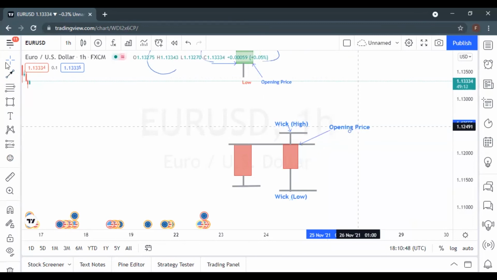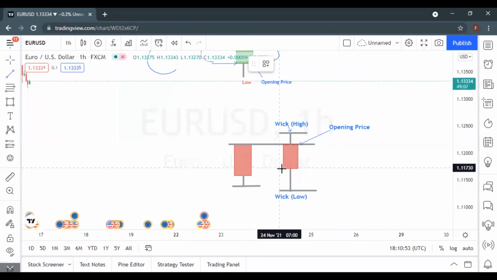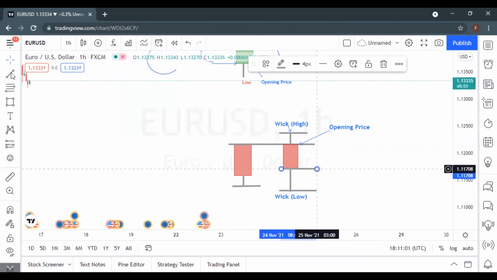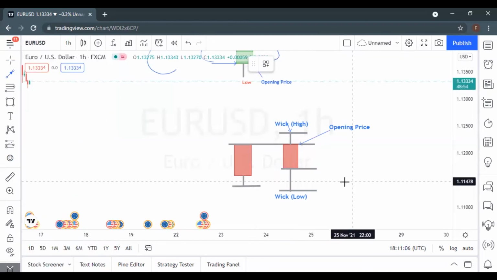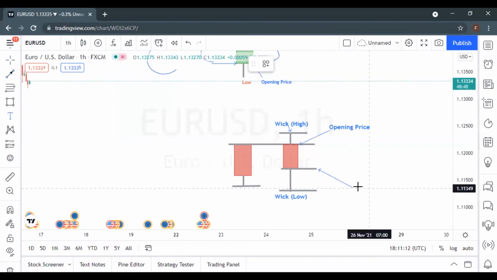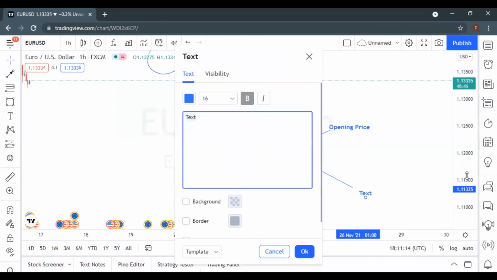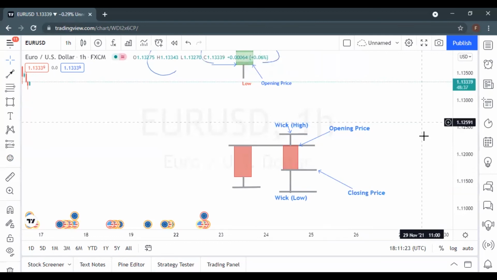Then we are also going to have our closing price. So this is our closing price here. So let's just label this and say this is our closing price.